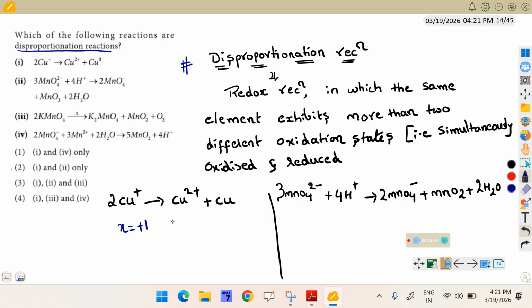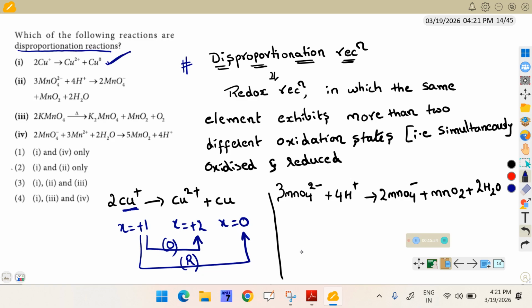x is equal to plus 1, x is equal to plus 2, x is equal to 0. In the first equation, plus 1 is converted to plus 2, positive charge increases, oxidation takes place. Plus 1 is converted to 0, positive charge decreases, reduction takes place. The same element, copper, undergoes both oxidation as well as reduction. So the first equation is considered a disproportionation reaction.